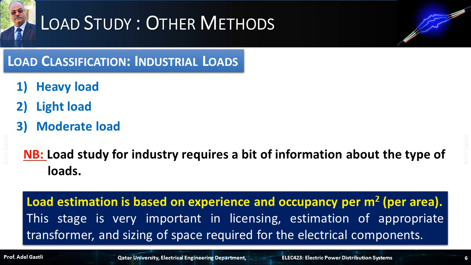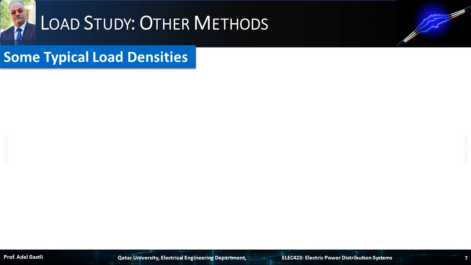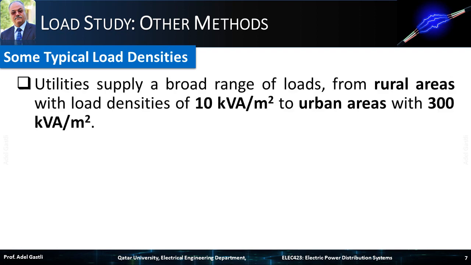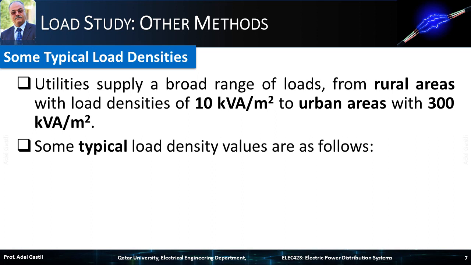Let's consider some typical load densities. Utilities supply a broad range of loads, from rural areas, with load densities of 10 kVA per square meters, to urban areas, with 300 kVA per square meters. Some typical load density values are as follows. For instance, in the case of buildings.